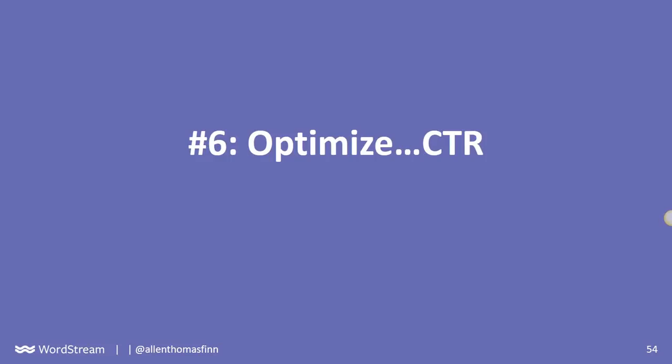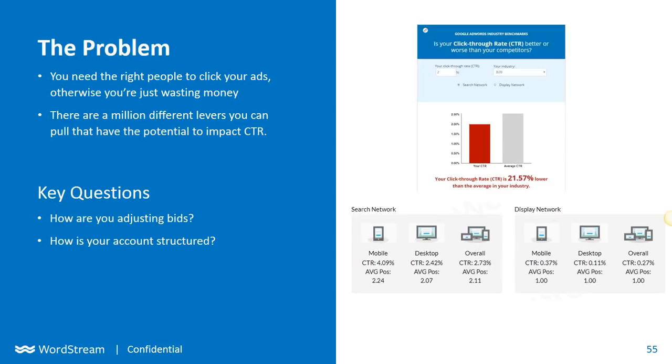The next bucket of optimization we're going to talk about is click-through rate. Obviously, you know this, that you need the right people to click your ads in search. Otherwise, you're just wasting your money. The problem is there are millions of people using Google on different devices, whether with their hands or with their voice at any given second. And there are almost as many levers that you can pull that have the potential to impact whether or not those people click your ads.